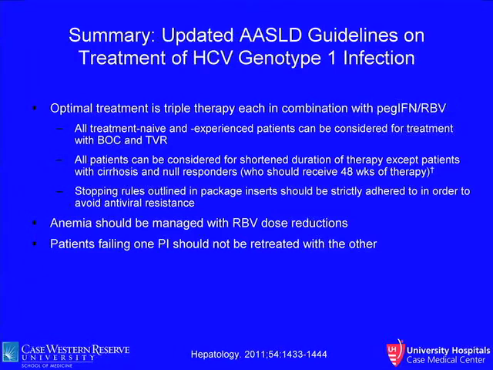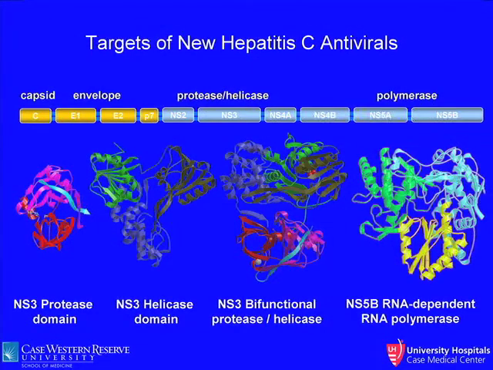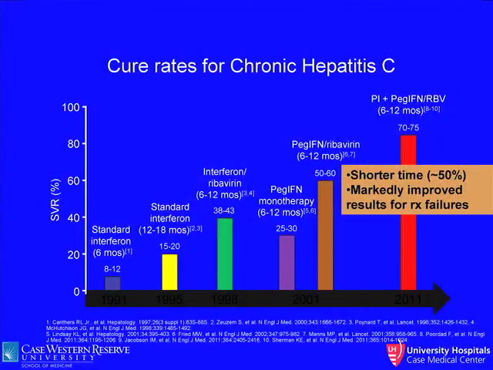The AASLD guidelines also indicate that if somebody fails one protease inhibitor, they should not be retreated with the other, because we do not have data at this point that show us what will happen in that scenario. Both these drugs are called protease inhibitors. They affect the NS3/NS4 protease in the viral genome, and they clearly have an increment in sustained virological response, aka cure, compared to the previous treatment.